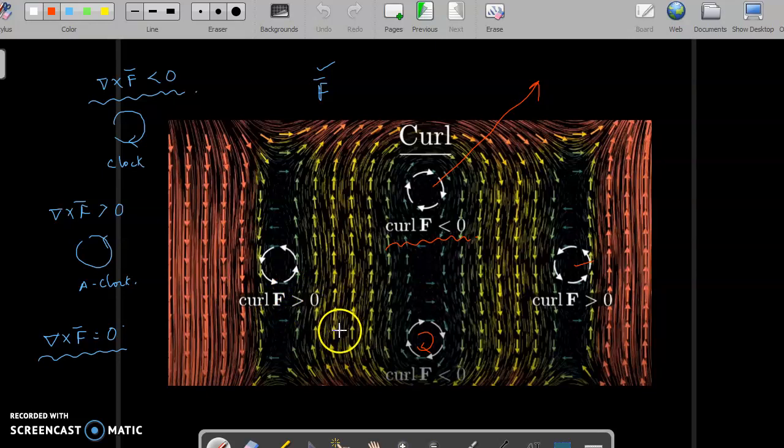So it gives you a clear idea about the direction of the vector field, whether it is rotating, and whether it is rotating in a clockwise or anti-clockwise direction. So probably the del cross operator will give you the best idea about the rotational characteristics of any vector field.